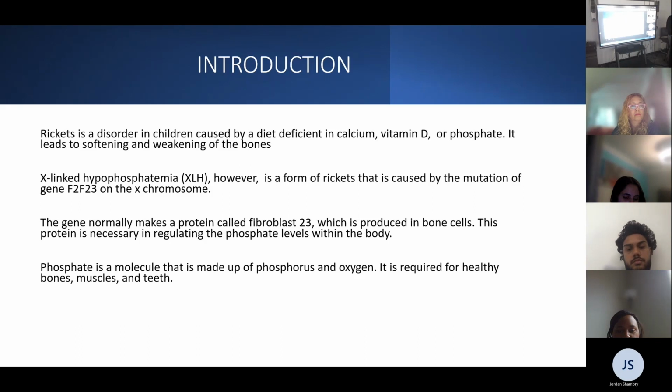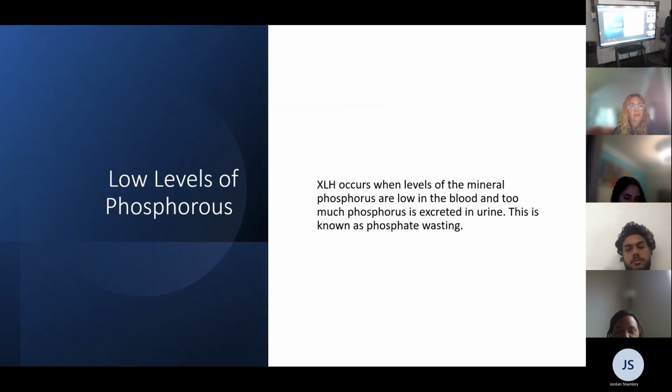As a reminder, I'm sure you all know what the phosphate mineral is, but let me just remind you, phosphate is a molecule that is made up of phosphorus and oxygen. It is required for healthy bones, muscles, and teeth. So XLH occurs when the levels of the mineral phosphorus are low in the blood, and too much phosphorus is excreted in the urine. This is known as phosphate wasting.